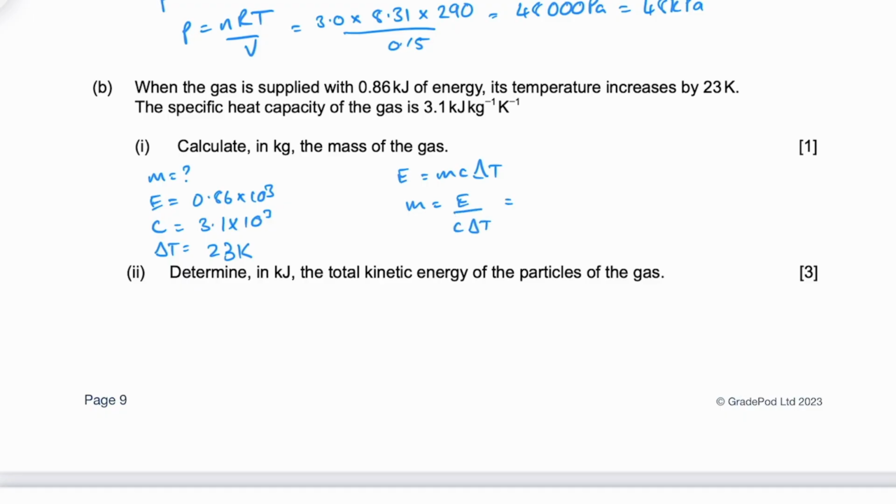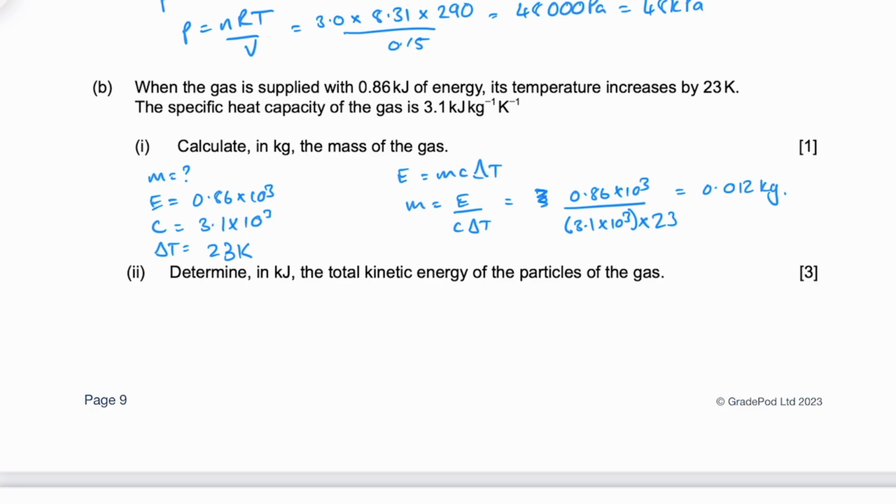So we've got up on the top 0.86 times 10 to the 3 divided by 3.1 times 10 to the 3, which is c, times 23, which gives us an answer of 0.012 kilograms.